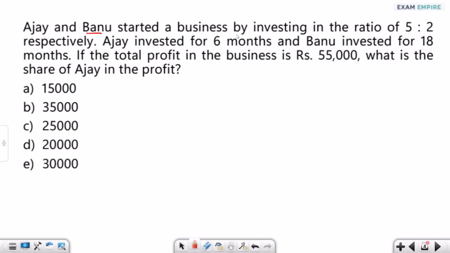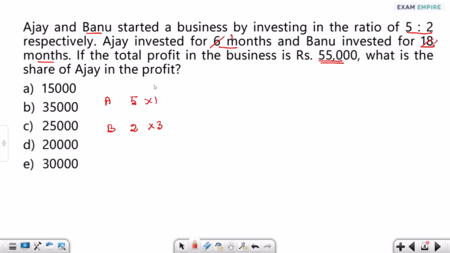Ajay and Banu started a business by investing in the ratio of 5:2. Okay, so Ajay and Banu's investment ratio is like 5:2. Ajay invested for 6 months and Banu invested for 18 months. So what is the ratio? 1 and 3. Okay, so the time ratio is like 1 and 3. If the total profit in the business is like 55,000, what is the share of Ajay in the profit?